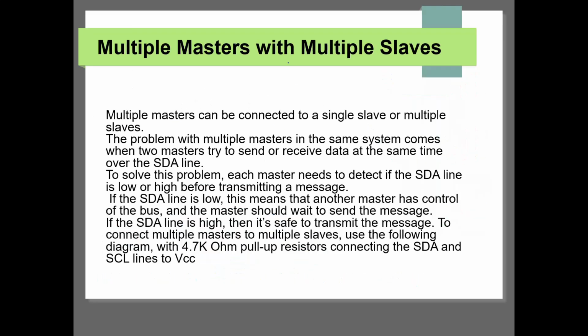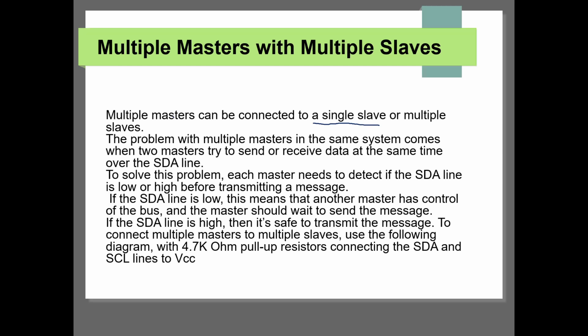See, multiple masters with multiple slaves. How is it communicating? Multiple masters can be connected to a single slave or multiple slaves. I2C supports multiple masters and multiple slaves because it is the combination of the best features available in SPI, serial peripheral interface, and UART, universal asynchronous receiver and transmitter. So both those best features are implemented in the I2C protocol, and that is how the communication happens here.